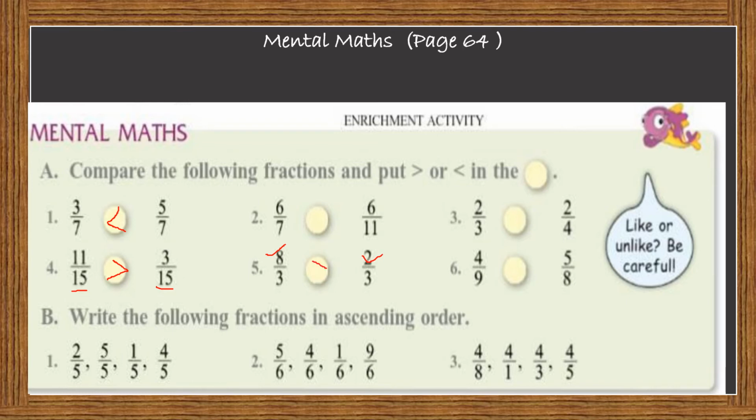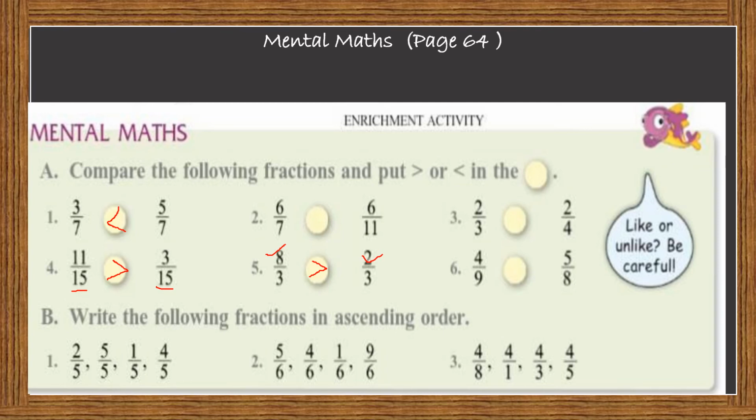So 8 upon 3 will be greater than 2 by 3. Now we will see the next one. 3 and 4 not like fractions. 9 and 8 not like fractions. So we are done with the like fractions. Now we will do the fractions with unlike fractions.